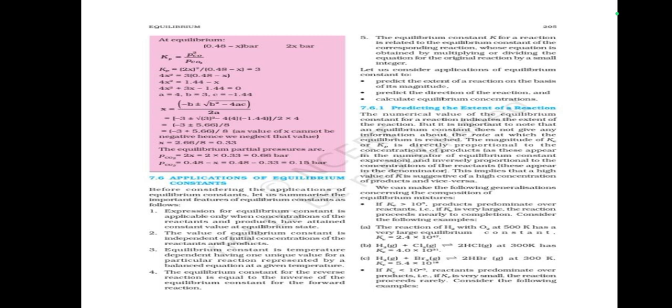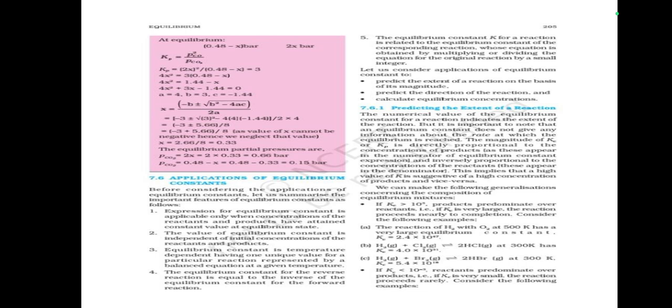The equilibrium constant K for a reaction is related to the equilibrium constant of the corresponding reaction whose equation is obtained by multiplying or dividing the equation for the original reaction by a small integer. Let us consider applications of the equilibrium constant to predict the extent of a reaction on the basis of its magnitude, predict the direction of the reaction, and calculate the equilibrium concentration.